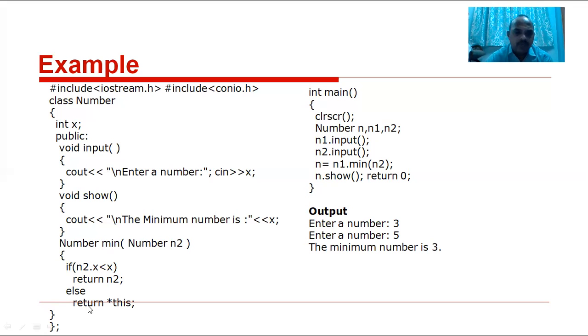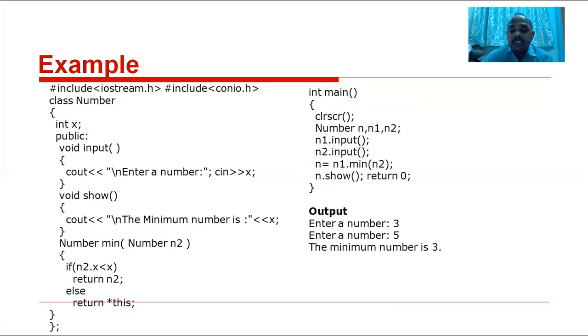Return this pointer. Clearly? Then the minimum number is 3. Simply n dot show function displays the minimum number, that is x number, that is 3. That is enough. So I returned star this, but I didn't mention a variable name or object name. Clear? I return only this pointer.